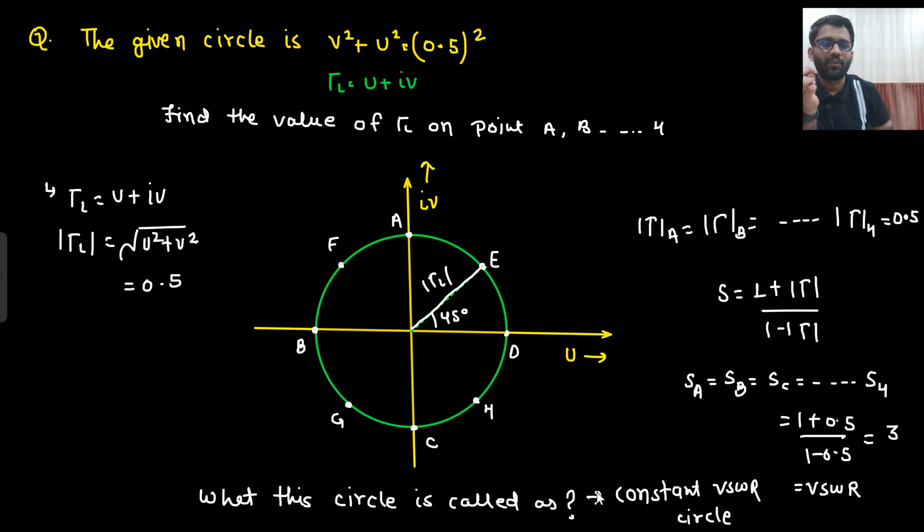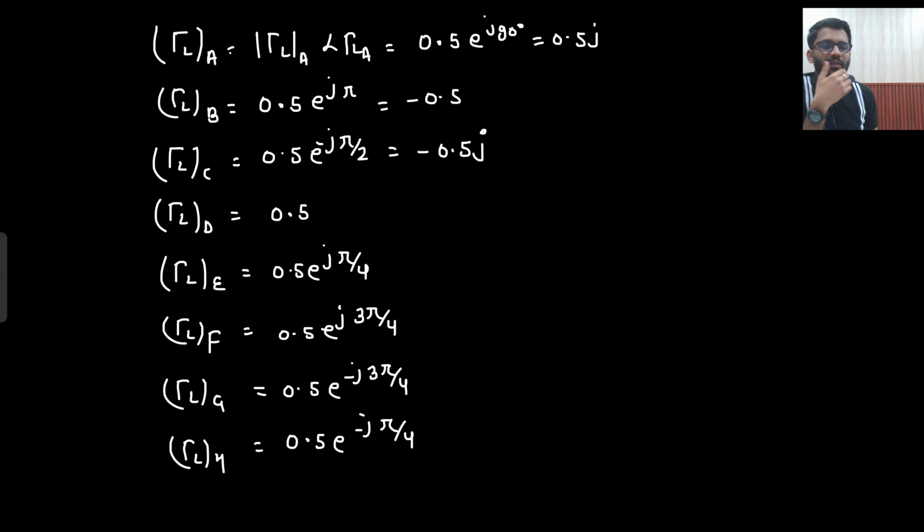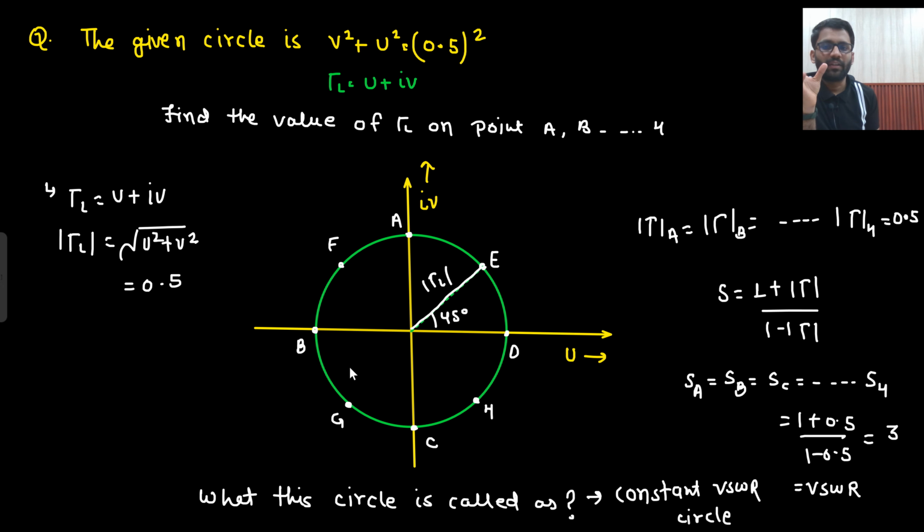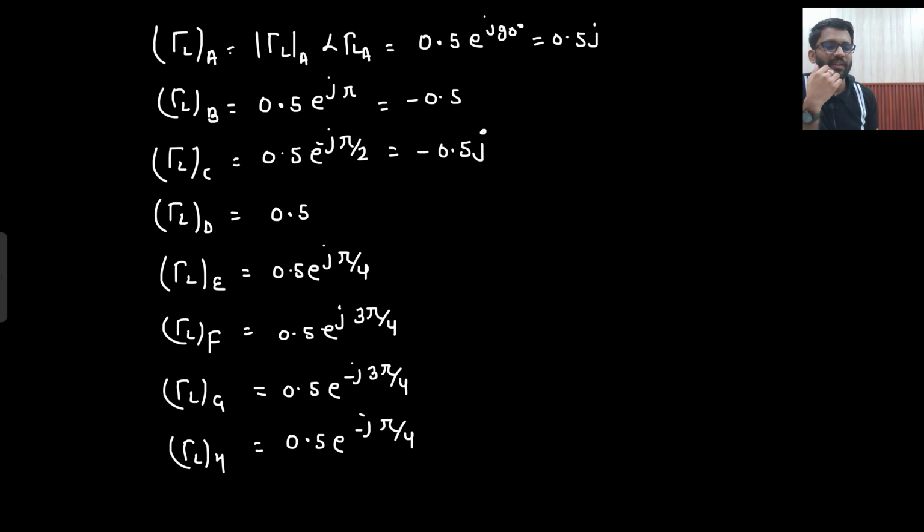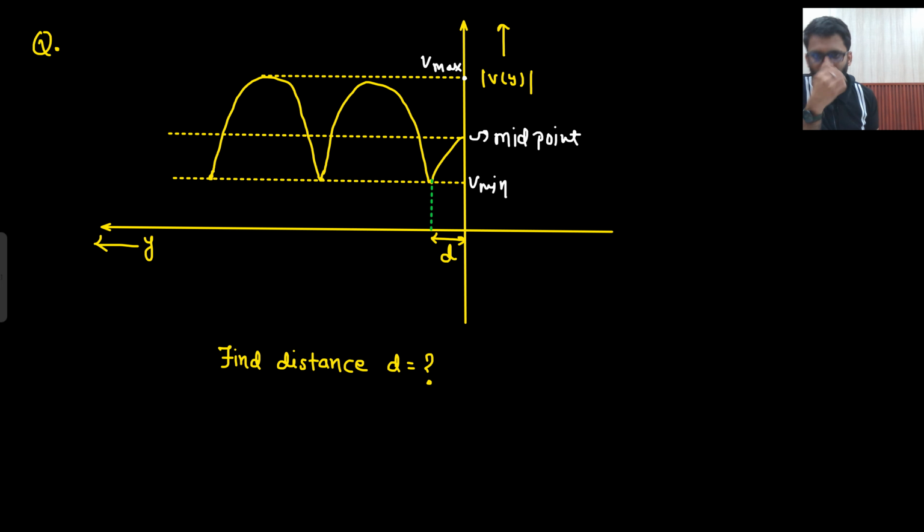Also the standing wave ratio will be constant. Certainly the angle will change, but mode of gamma L will be constant on all these points. So this conclusion we have made, and we will use it somewhere. That's why I have taken this question. This question will not be asked in your examination, but this conclusion will be helping you somewhere.